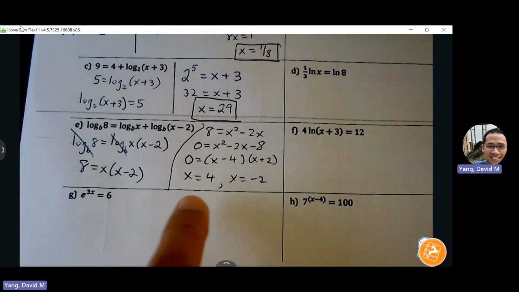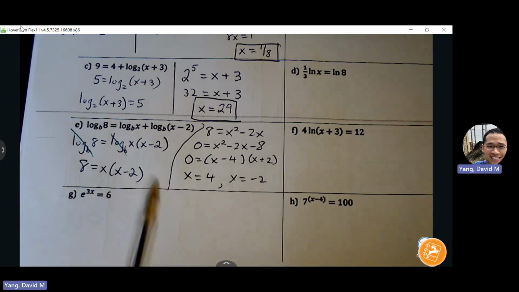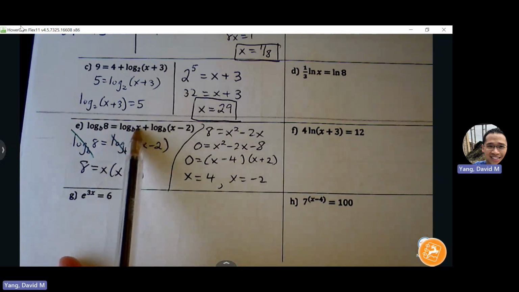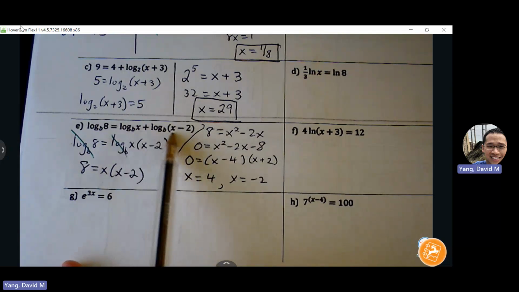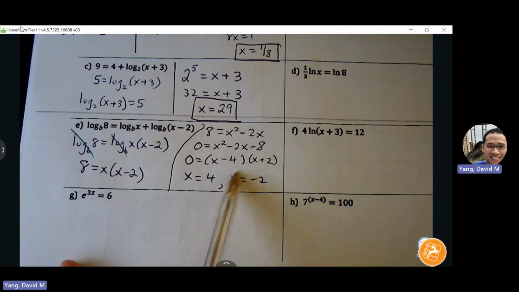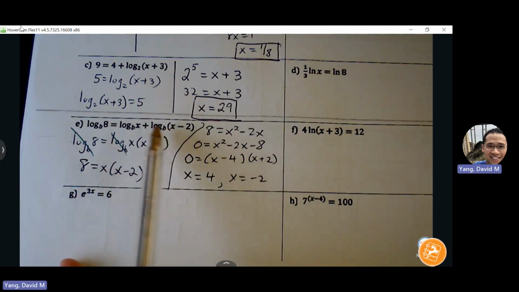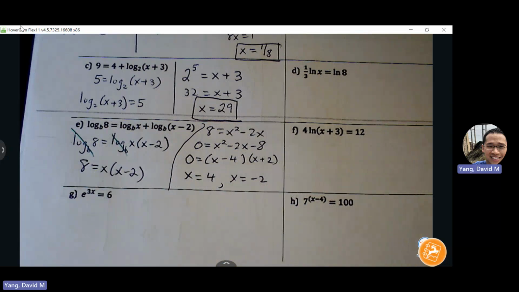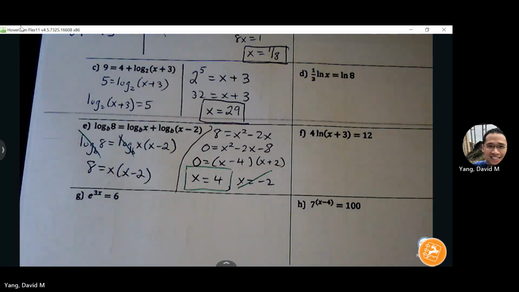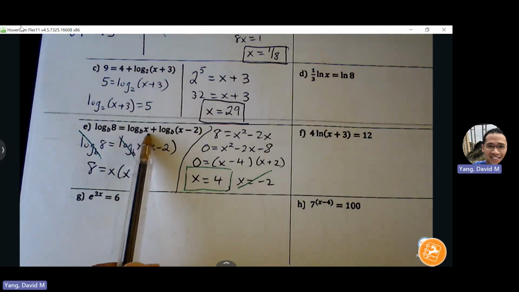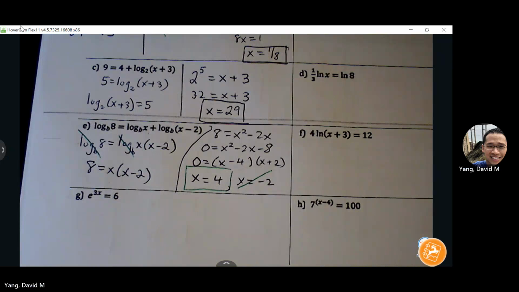Now, there's one more thing that we have talked about in our log unit in the past, is that we can't have a value inside a log that is a negative value. So the 4 is okay. The 4 is not going to cause any of the expression to turn negative, but the -2, if it even causes one expression to be negative, that's gone. We can't have it. So there's only one solution here, x equals 4. We can't have a log of a negative value because that doesn't exist.